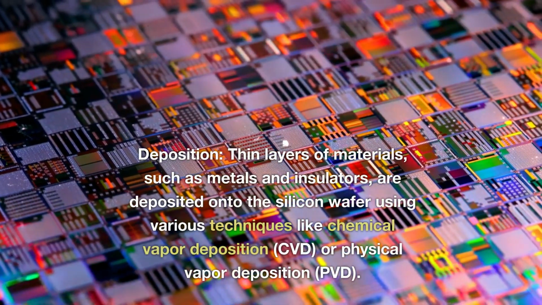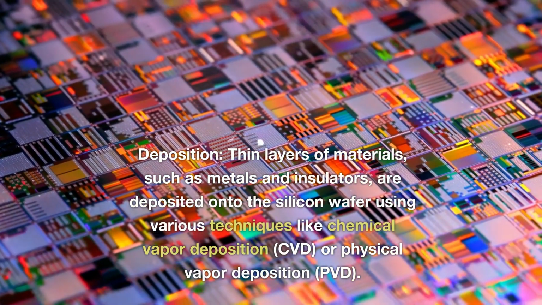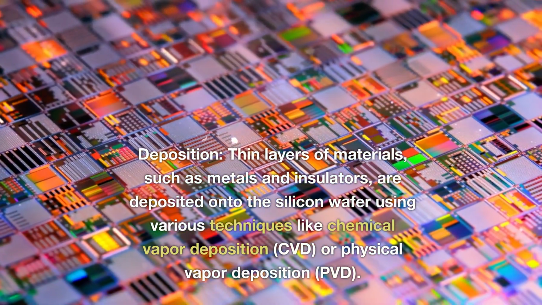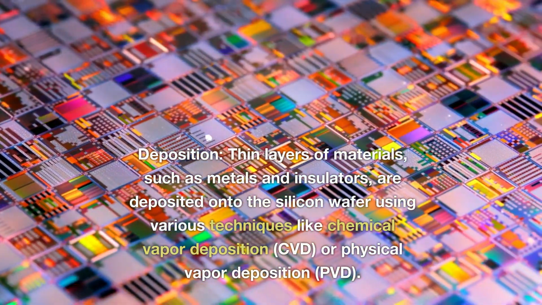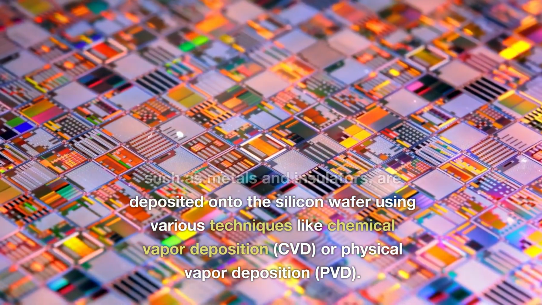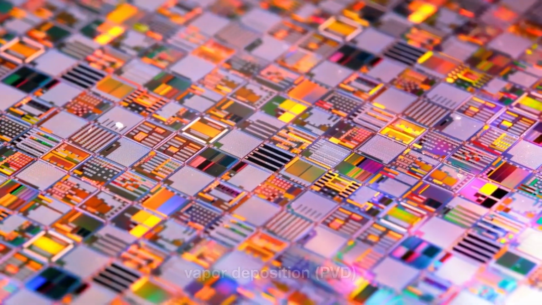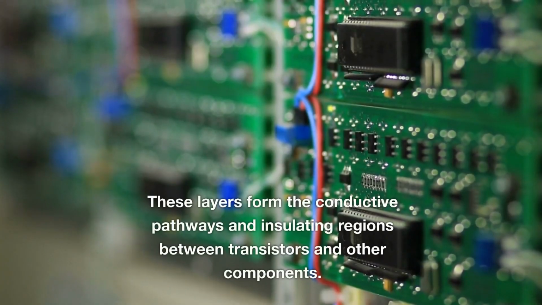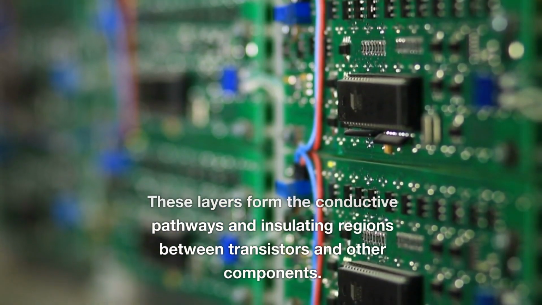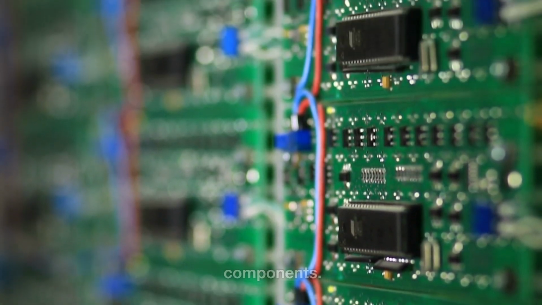Deposition. Thin layers of materials, such as metals and insulators, are deposited onto the silicon wafer using various techniques like chemical vapor deposition, CVD, or physical vapor deposition, PVD. These layers form the conductive pathways and insulating regions between transistors and other components.